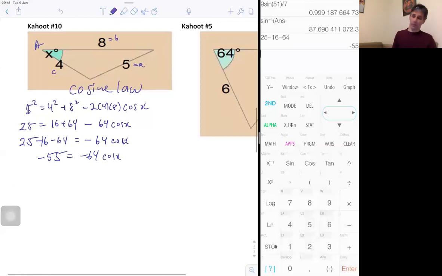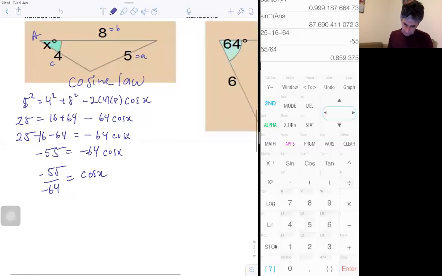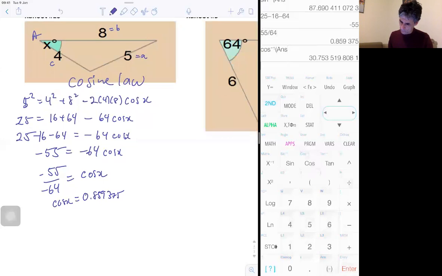Okay, and then now we'll divide both sides by 64, and we'll get minus 55 over a negative 64 is cosine of x. So we could just do 55 divided by 64 because the two negatives cancel out. And that gives us that the cosine of x is 0.859375. So we undo the cosine by inverse cosine. And that tells us that x is 30.75 or 30.8 degrees.